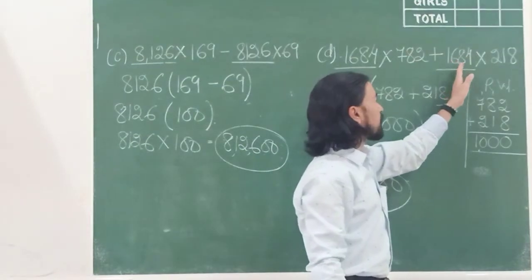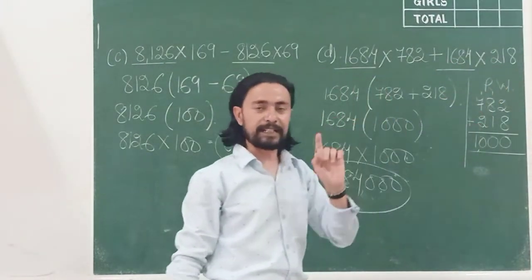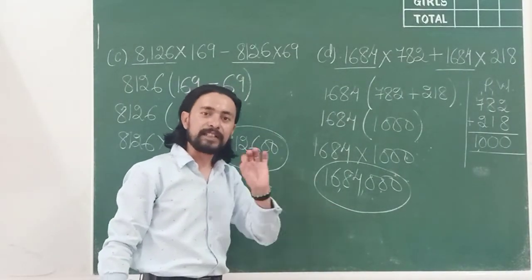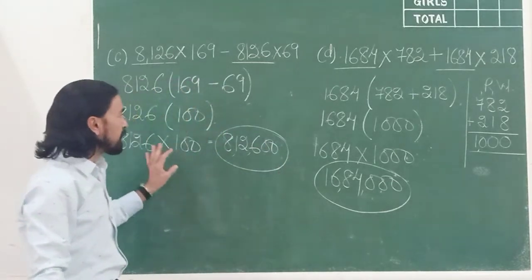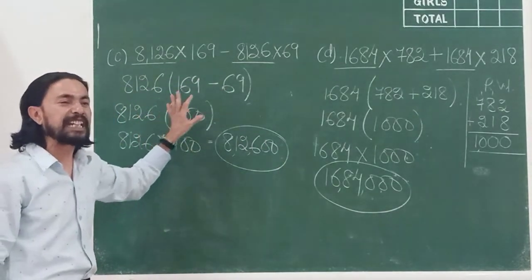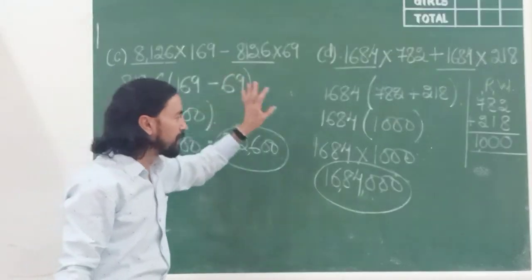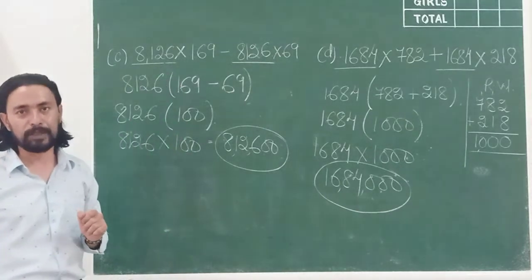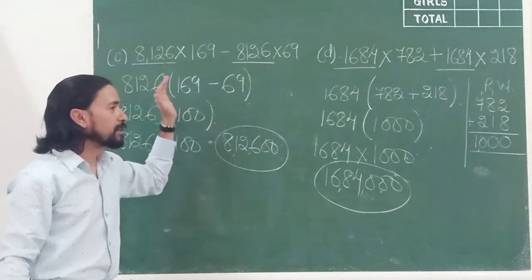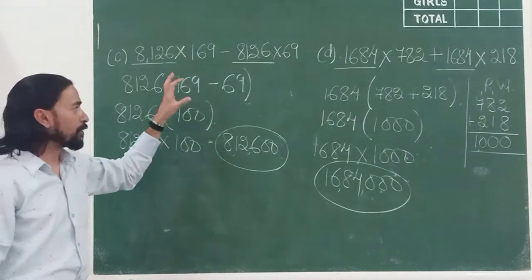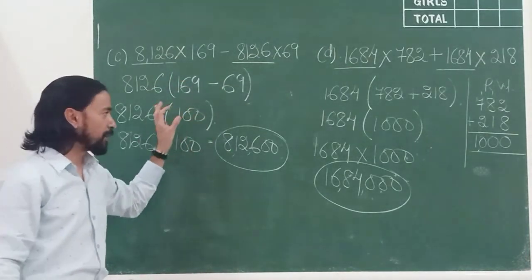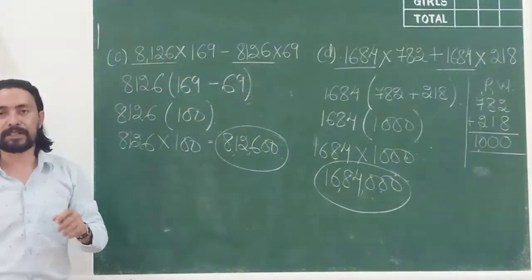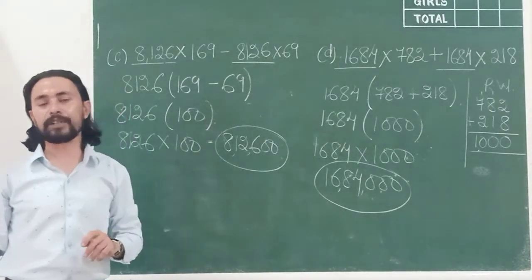If you had done it with the general or the normal method, separately, you would have to multiply 1684 into 782 and 1684 into 218 and get answers. And the two answers added would give you 16,84,000. The answer would still remain the same. But this is a faster method because I have done suitable rearrangement and got my answer faster than I would have got if I had done it the normal way. So this is the third concept of multiplication, for rearranging numbers in order to do your multiplication faster. So now we are done with all the rearrangements.